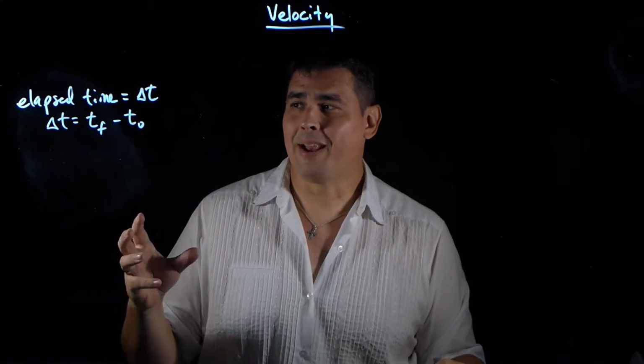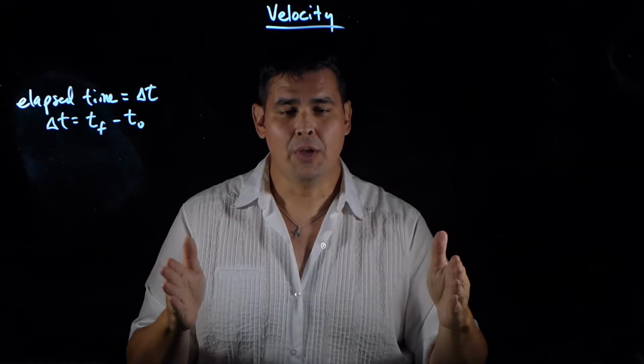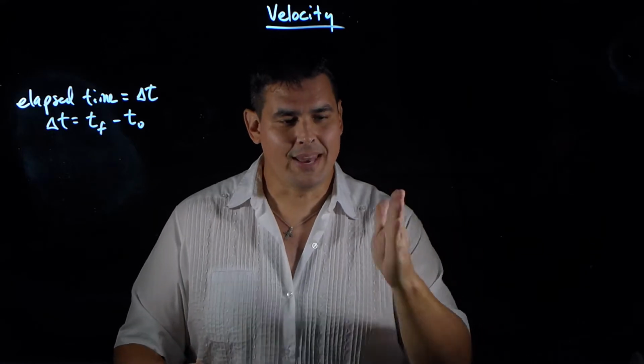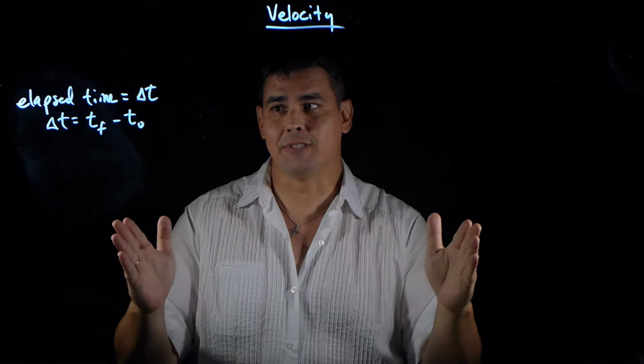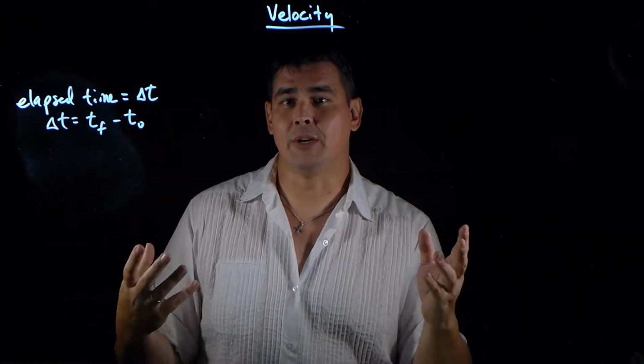So when we talk about elapsed time, what you mean is a time interval, right? So when you say the time it took was 20 minutes, you don't mean at 20 minutes. You mean from 0 to 20 minutes, right? So you mean a span of time. So when we talk about elapsed time, we talk about delta t. You'll see delta t in a lot of the equations we use.